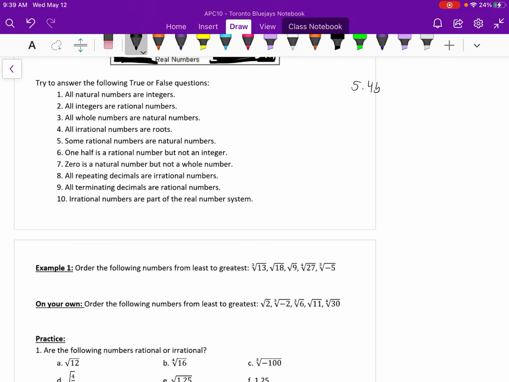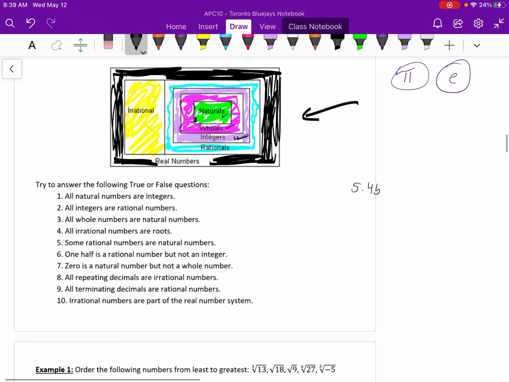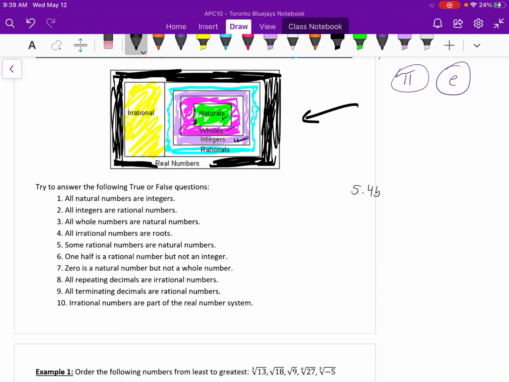So here we are. I'm going to start talking about some questions. Now, these questions help us build sort of what we come to know as mathematical reasoning. So here are some statements 1 through 10.